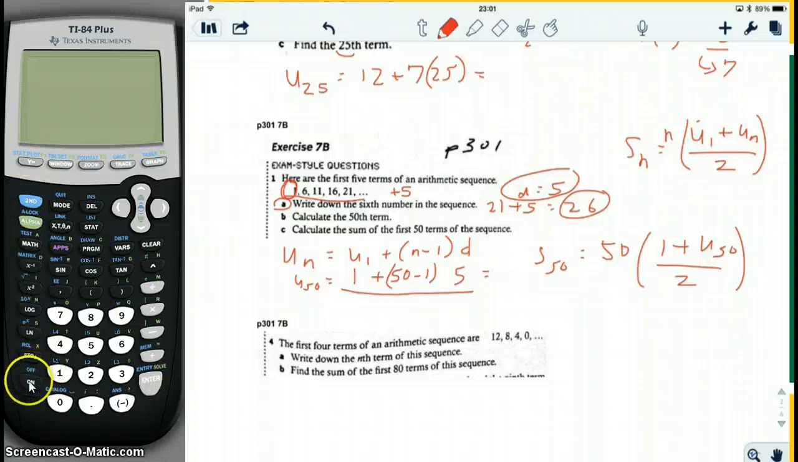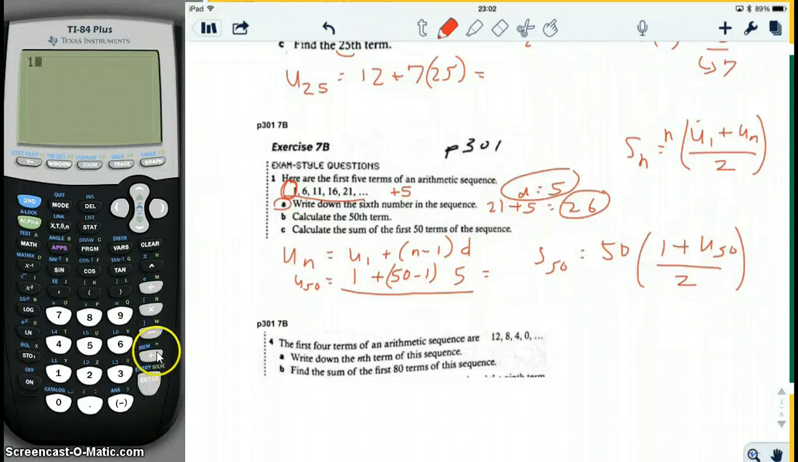Okay, I'm having trouble with the calculator. Okay, so u50 is equal to 1 plus 49 times 5, which is 246. So u50 is 246. And so I just put that in for here.